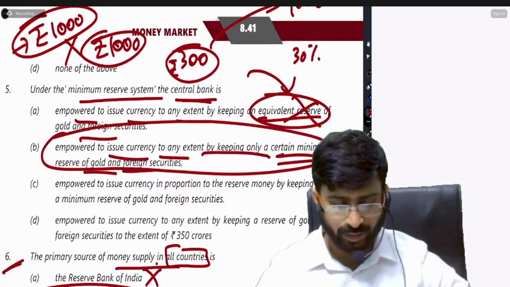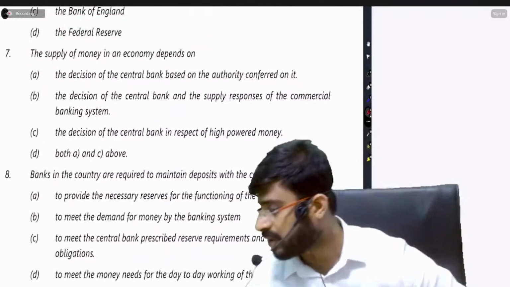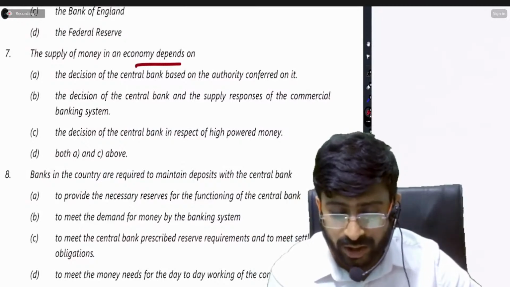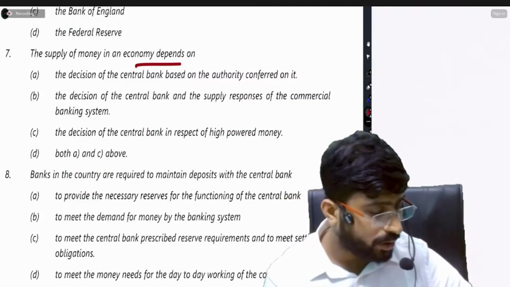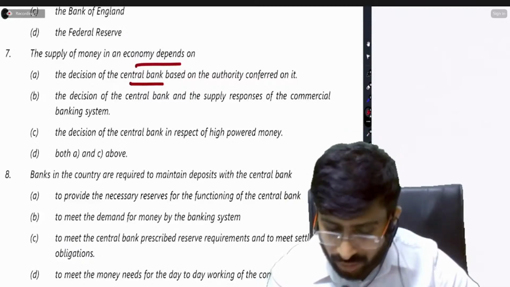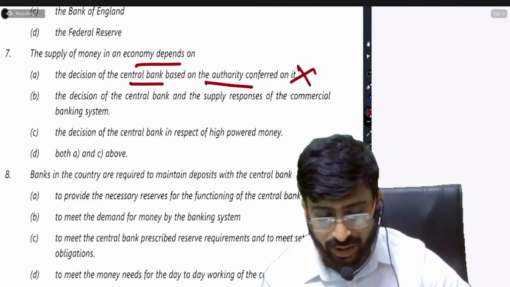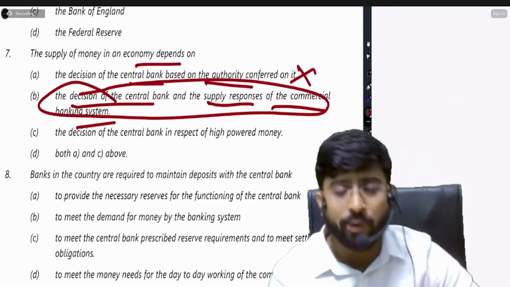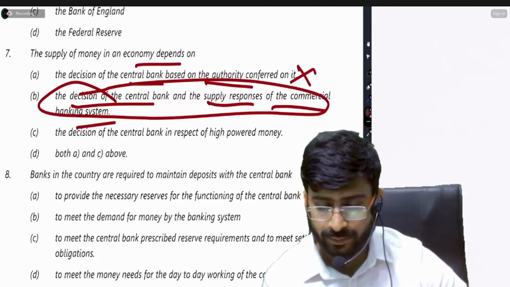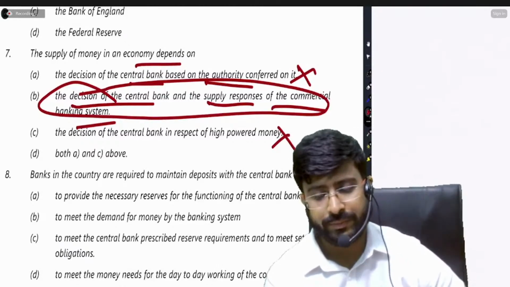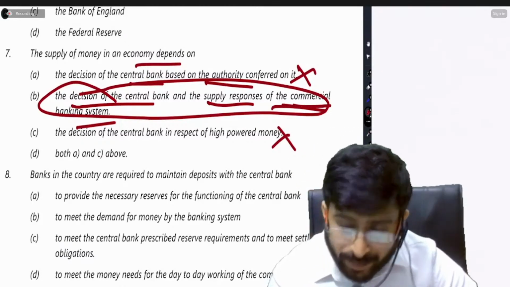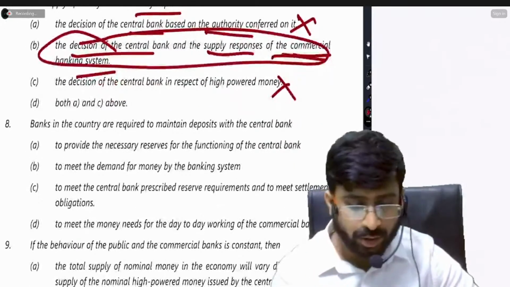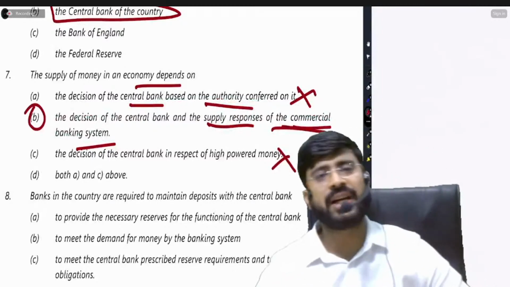6th one we already did. Now 7th one, a very important question. Supply of money in an economy depends on the decision of the central bank based on the authority conferred on it, and on the responses of the commercial banks. Yes, how commercial banks react. So it also depends on how commercial banks react. Very good. So 7B will be the answer.